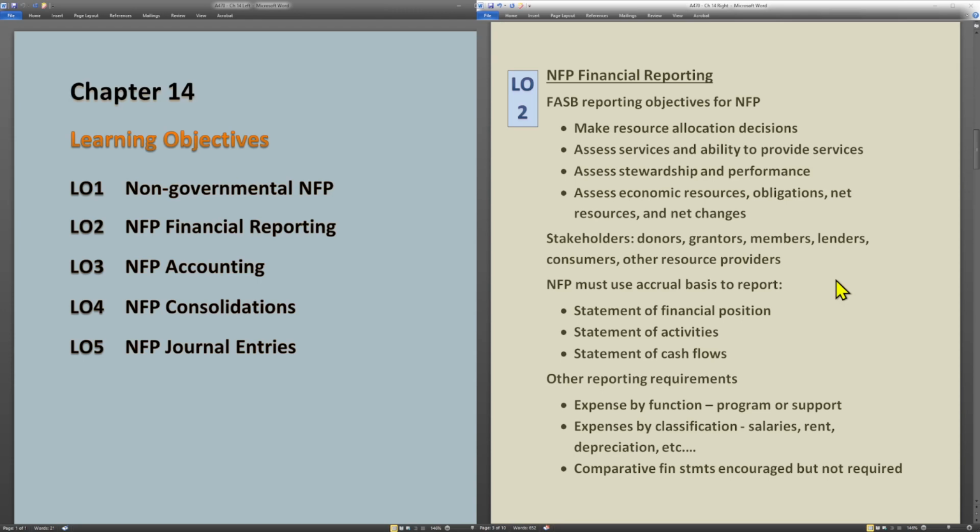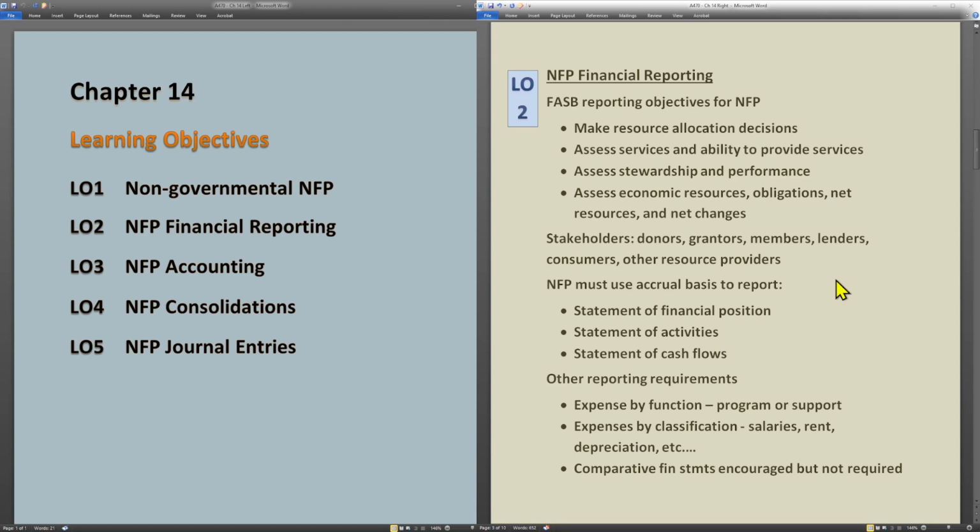We do not have the statement of retained earnings or statement of owner's equity, because we do not have that category of accounts with a not-for-profit. There are no owners. There are no shareholders. We're not issuing stock. This is not a public corporation. So we do not have a statement that looks at that.